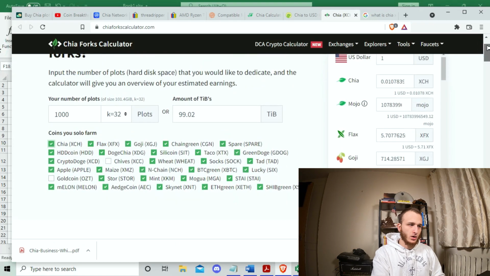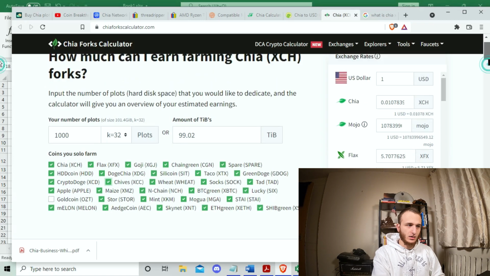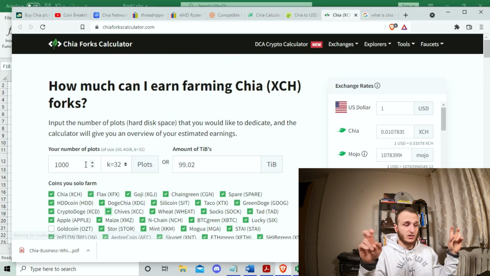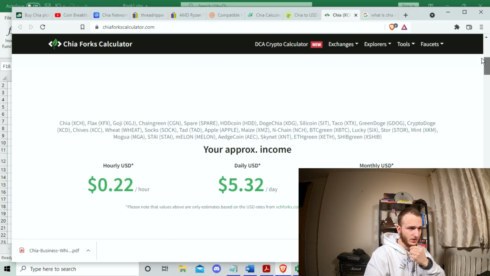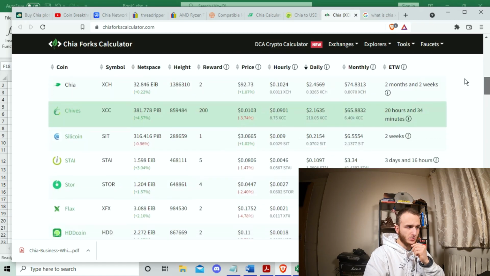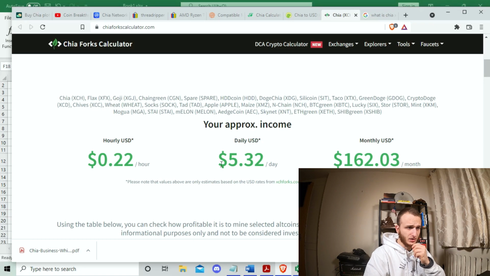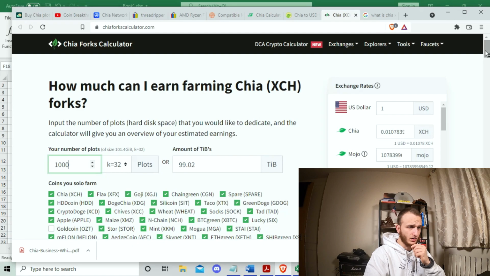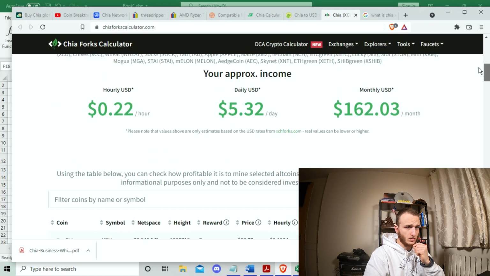There's one more kind of good thing about Chia, is that you can mine different forks. You can diversify your investment. And so there's this website called Chia Forks Calculator. It's another one of these rough calculators that can give you an estimate. Chives seems to be the better option because it's giving out a block reward of 200. It calculates your income at $5 a day with the same amount we looked at before, 1,000 plots, approximately 100 terabytes, give or take a few. So apparently it's doing okay.